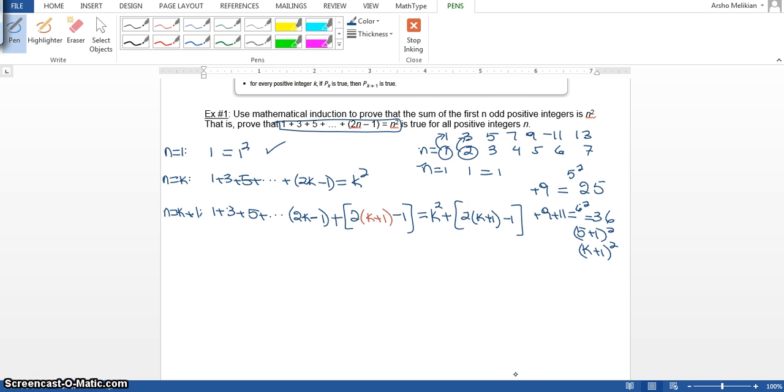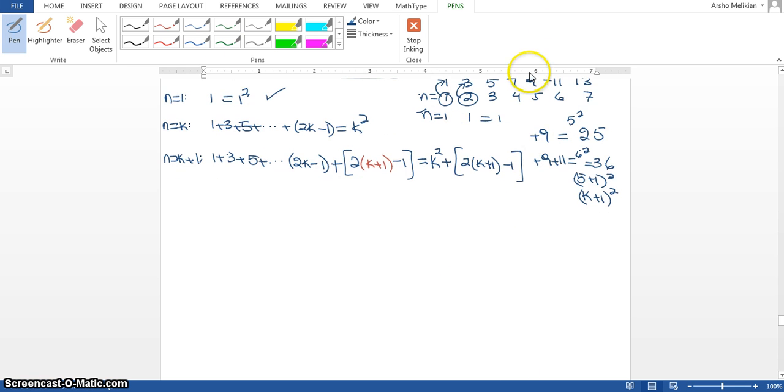Okay, so let's simplify this and see where it gets us. So here I have 1 plus 3 plus 5 plus dot dot dot plus 2k minus 1 plus, I will keep this as is, 2 times k plus 1 minus 1 this time, equals k squared plus, distribute this, 2k plus 2 minus 1.